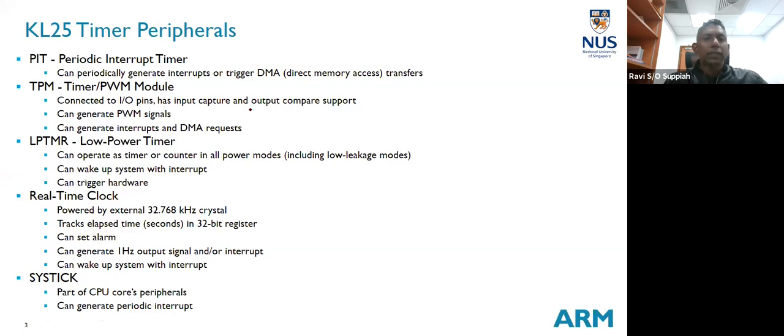For the timer, we have a whole bunch of timer subsystems within the KL25 controller. We have the periodic interrupt timer, the timer PWM module, a low power timer, a real time clock, and a SysTick as well. I'll briefly touch on the periodic interrupt timer, and then we'll focus on the timer PWM module. The rest of them are there. If you think you want to use them for the project or in the future, you're free to explore them. But we'll be covering only these 2 modules in the lecture slides today.